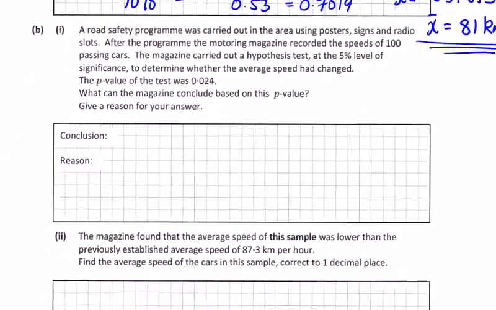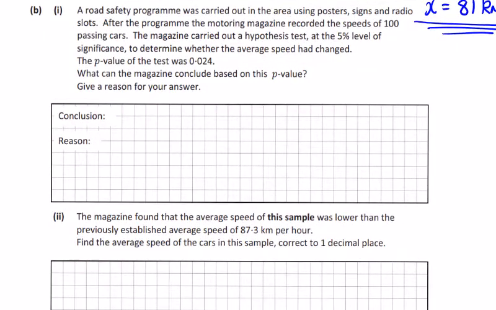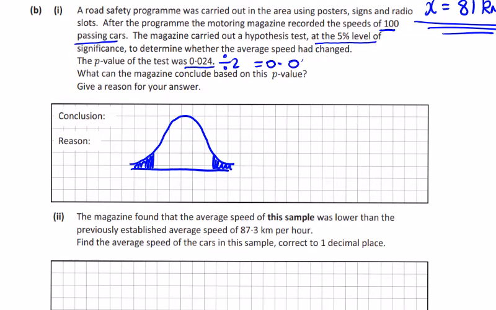A road safety program is carried out in the area using poster signs and radio slots. After the program, the Motoring magazine recorded speeds of 100 passing cars. The magazine carried out a hypothesis test at the 5% level to determine whether the average speed has changed, and the p-value was 0.024. Now a p-value is both tails added together. So if both tails added together is 0.024, divided by 2 is equal to 0.012. So 0.012, that's what's in here.